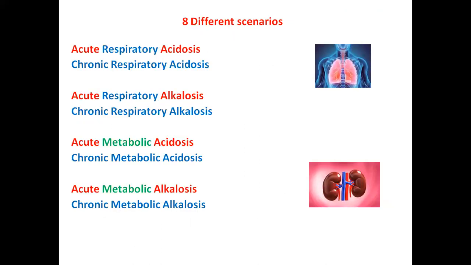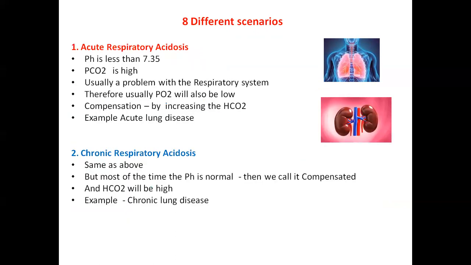Again, the 8 different scenarios. I'm just going to touch on a few common ones so you get a sense as to how this happens, okay? So if it is an acute respiratory acidosis, acidosis implies the pH will be less than 7.35. Now, because it's a respiratory problem, we know the PCO2 is going to be high. This is another thing you might see: the oxygen will also be low. Now, because it's a lung that is diseased, who's going to come to the rescue?